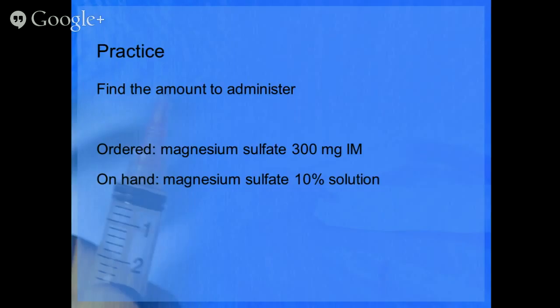How do you make 300 milligrams grams? Divide by 1,000, and we end up with what? 0.3. So 0.3 grams is our ordered over 10 grams on hand, times 100 milliliters. What do we end up with? 3.